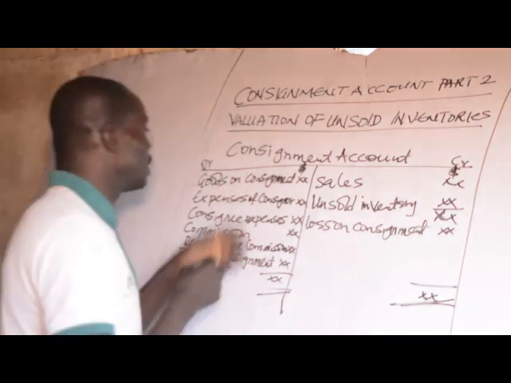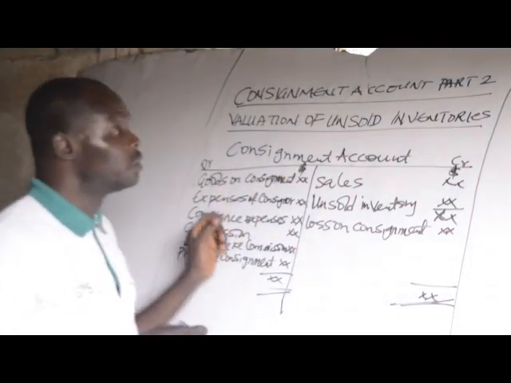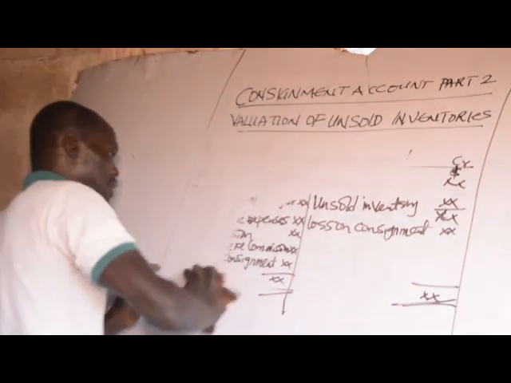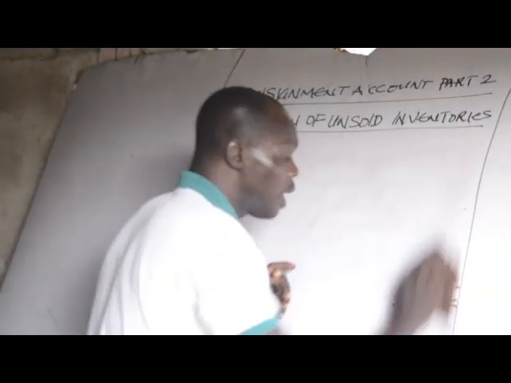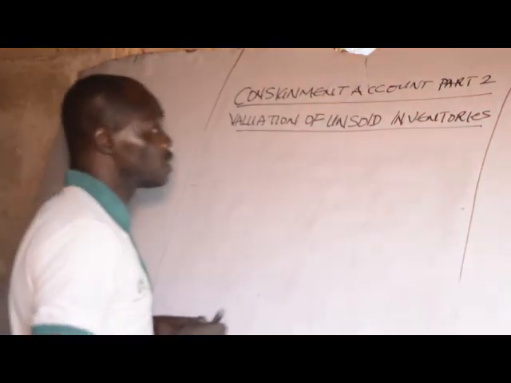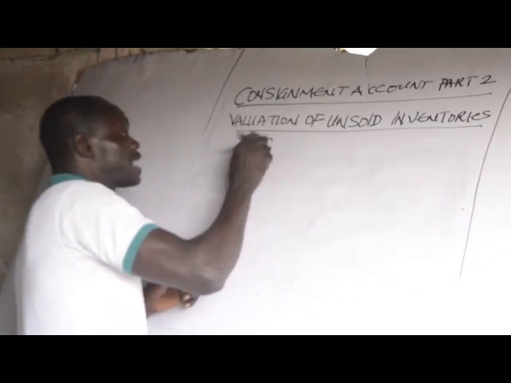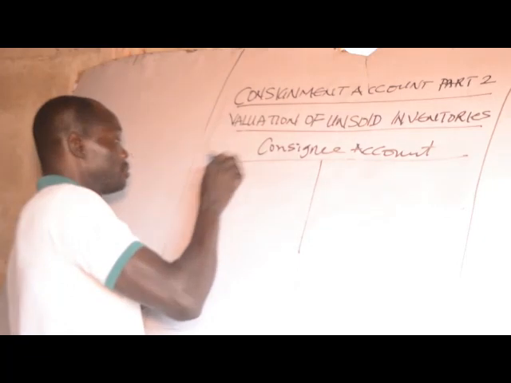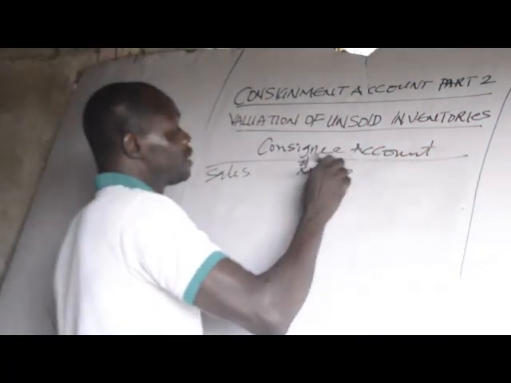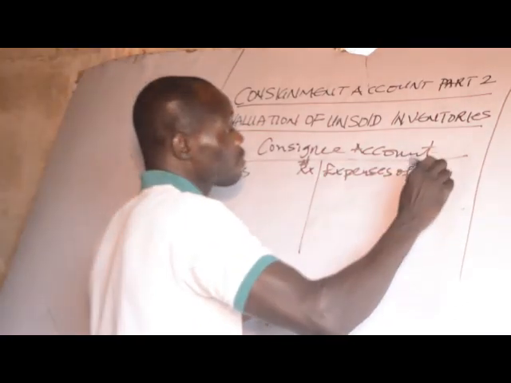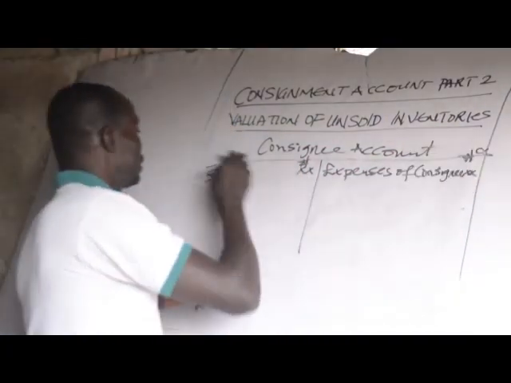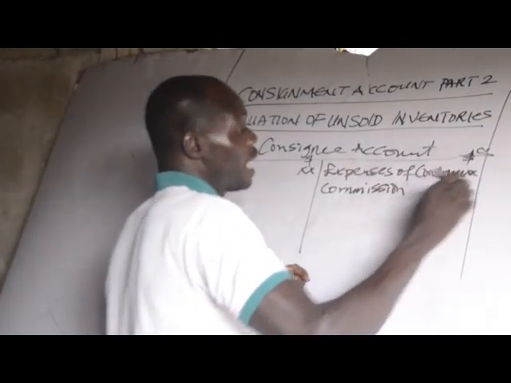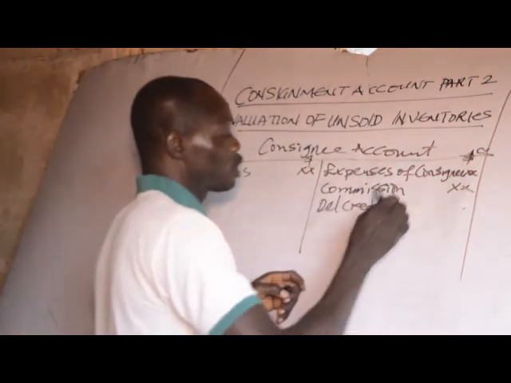I told you that in the books of the consignor, that is, in the books of the principal, you will need to open the agent account, that is the consignee account. In part 1, I told you the relationship between the consignor and the consignee is a form of debtors and creditors relationship. So the consignee account is a debtor's account. On the debit side, you have the sales. Then on the credit side, you have the expenses of the consignee, then the commission paid or payable to the consignee, as well as the del credere commission.